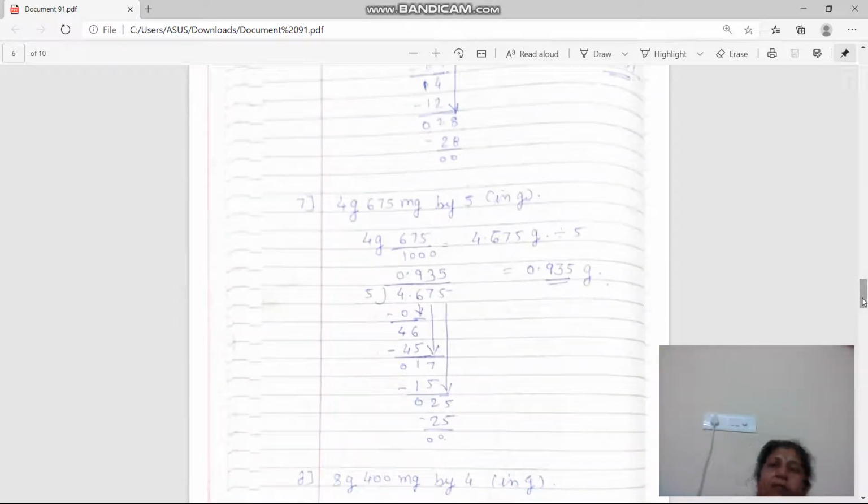Okay, same as in the multiplication. We have to first convert the given quantity in the unit given in the bracket.